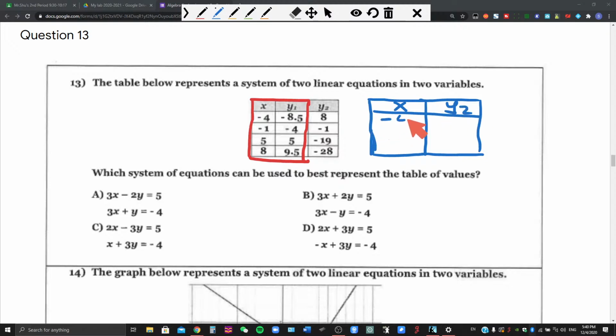X is -4, 8, -1 to -1, 5 to negative 19, and 8 to negative 28. Okay, so actually these are two tables, and they want us to find out the systems of equations.